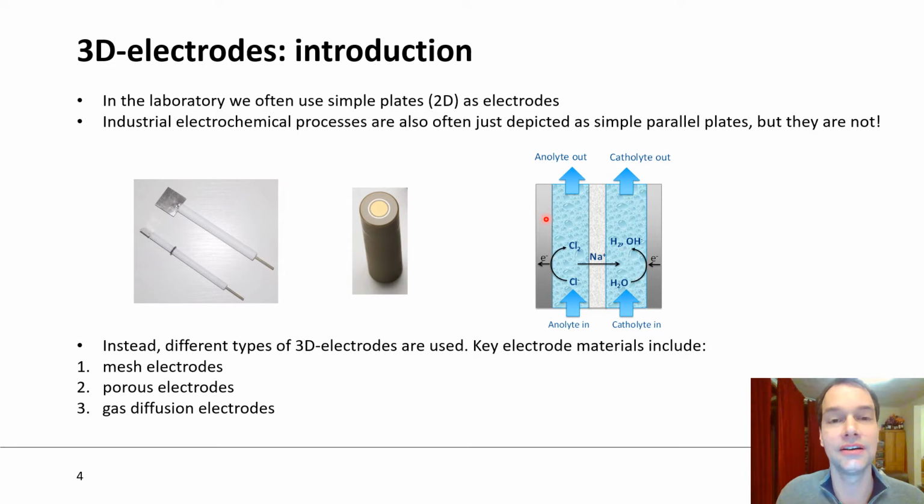So we have here an electrode, then we have the electrolyte, then the separator, then the electrolyte, and then another electrode. But in practice, these processes typically don't use these flat plate electrodes. Instead, they use 3D electrodes, of which different types exist. Mesh electrodes, porous electrodes, and gas diffusion electrodes. And we will now explain them one by one.